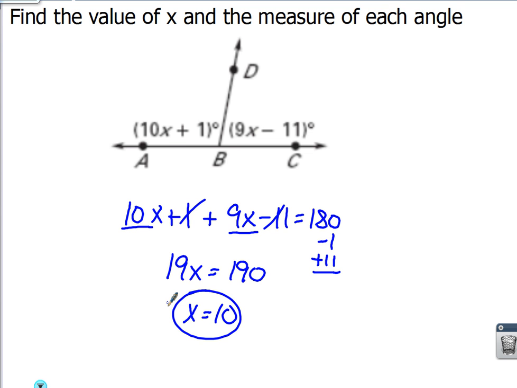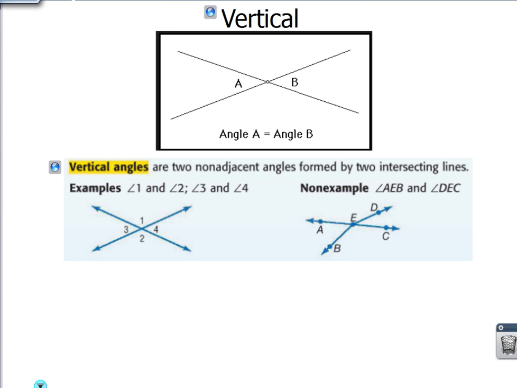We always check. If x is 10, we have 10 tens plus 1, which is 101. We have 9 tens minus 11, which is 79. 101 and 79 adds up to 180.